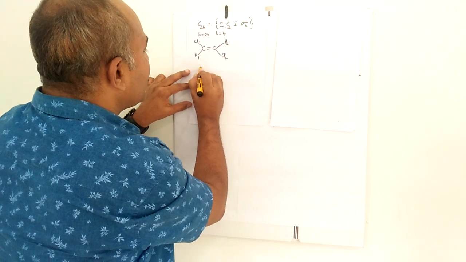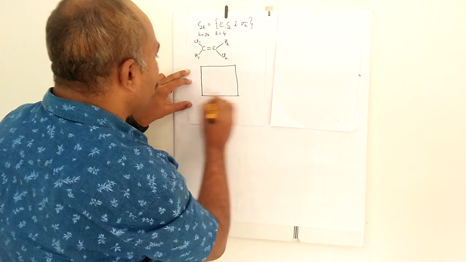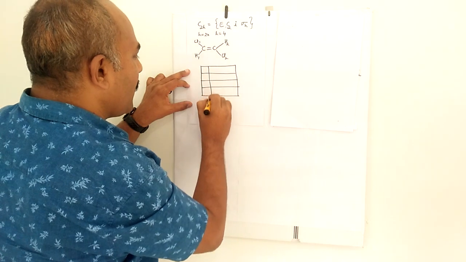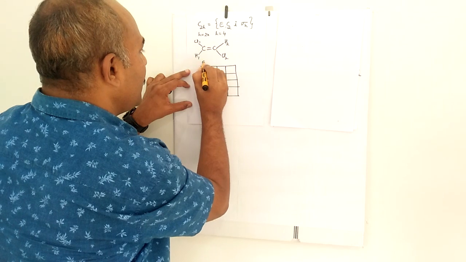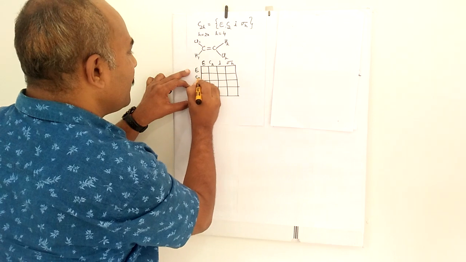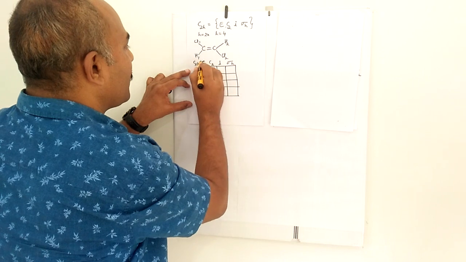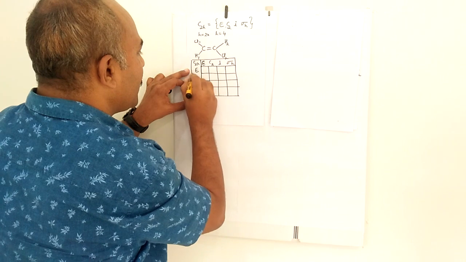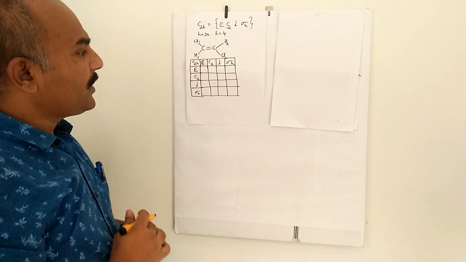So write the multiplication table here, which consists of 4 rows and 4 columns: 1, 2, 3, and 4, and 1, 2, 3, and 4. Here E, C2, i, sigma h, and E, C2, i, sigma h. You write the C2h point group here, and you can close the table by writing it. So fill up the table.